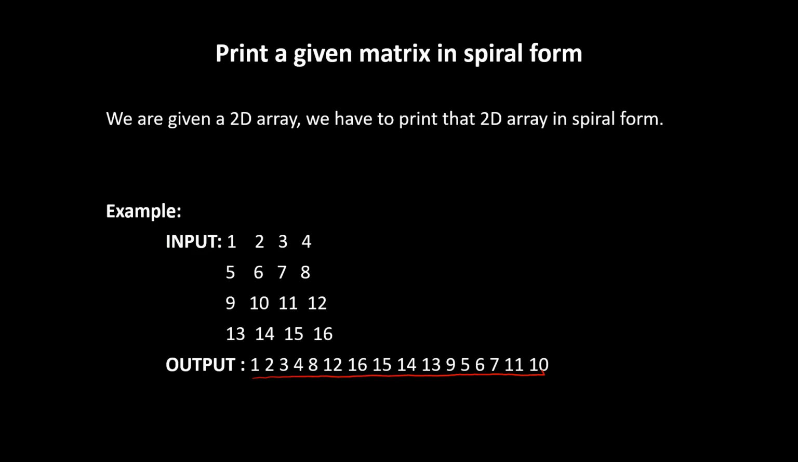So let's see how this spiral form comes out. In this we have to print like this. First this row, then this. Then we have to print from this, then this, then this, then this, then this. That means we have to form a spiral in a clockwise direction. So now let's see how we can solve this question.